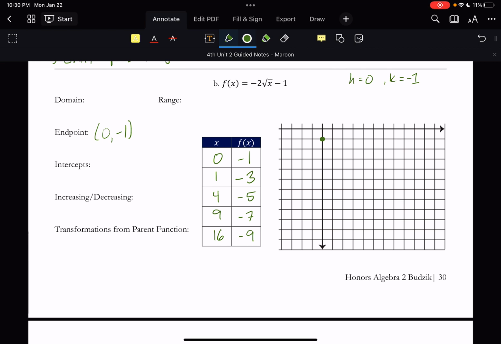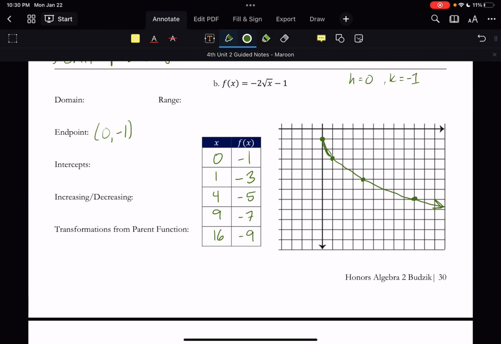So there are, again, the first 5 points. So I can plot those. 0, -1, 1, -3, 4, -5, 9, -7, and then the 16, -9 is going to be off the graph. Okay, so there's the graph of my square root function.